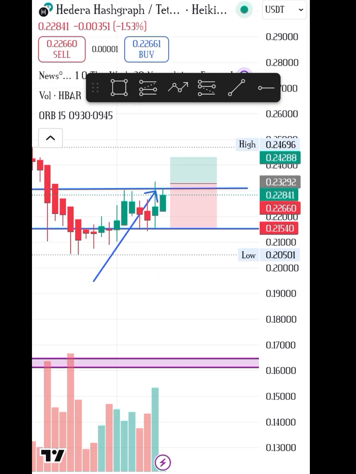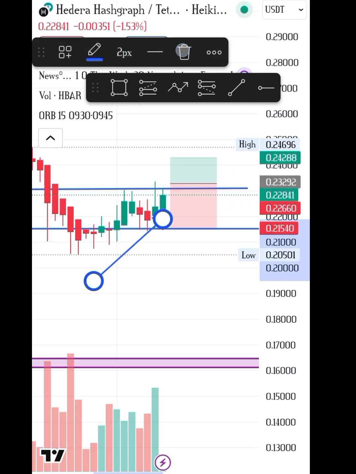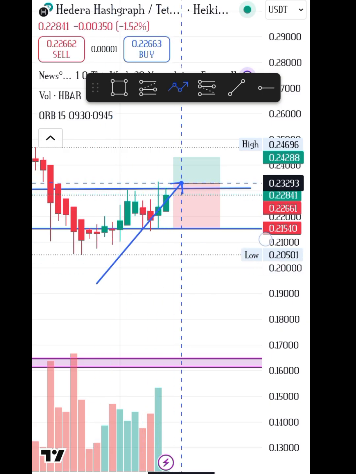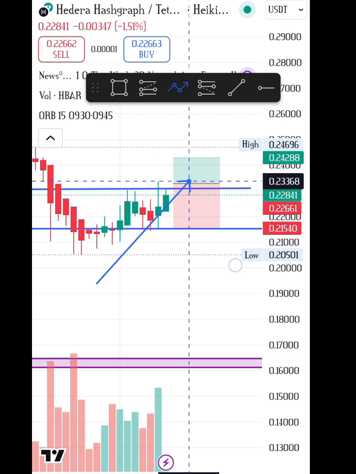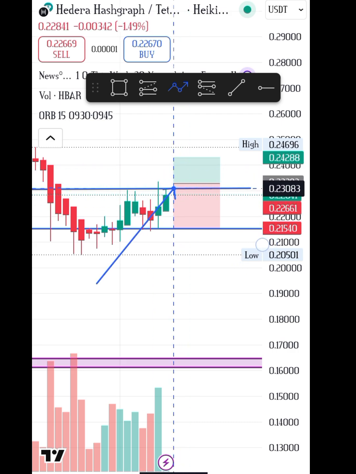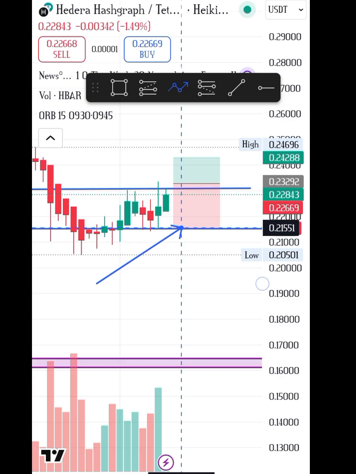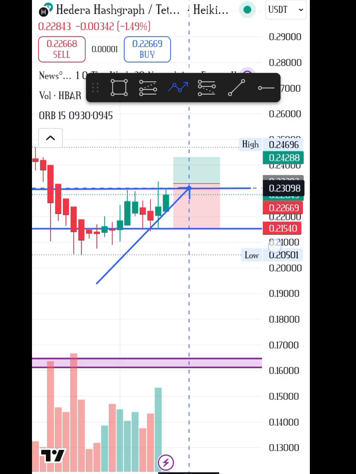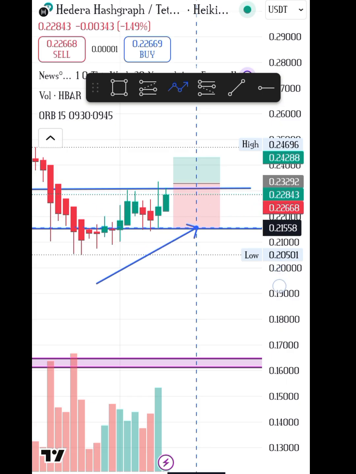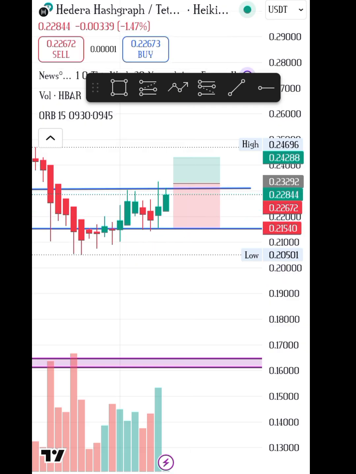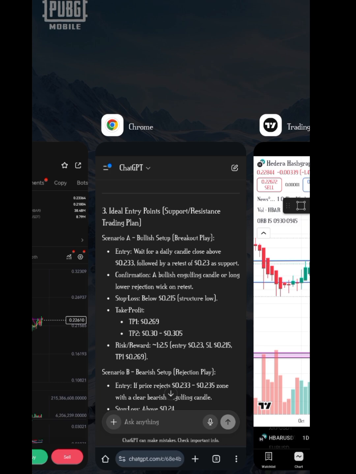So let's understand what ChatGPT is saying. ChatGPT is basically saying if this candle closes above here, 0.23, we should enter this trade. Once it breaks and retests it, if it retests this zone, we should enter this trade. Then we put our stop loss at this other support. So even if this doesn't hold and it gets over here, that once it gets here then the trade is invalid, right? So this is what ChatGPT is saying. That's its first scenario, right?